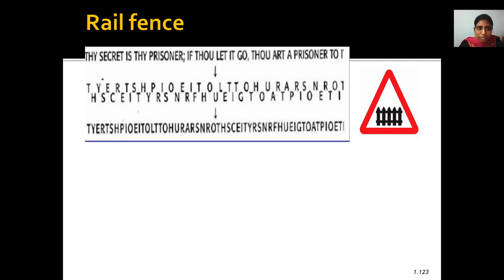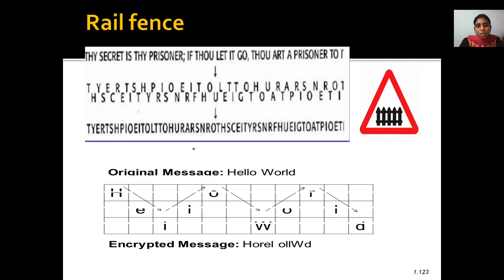Once you have finished, we are going to take all the top letters, then we are going to take all the down letters. And we are going to get the ciphertext values. You can have another example as hello world. So hello world you can get as HOR, then ELOL, LWD. So like this we are going to get the hello world message.